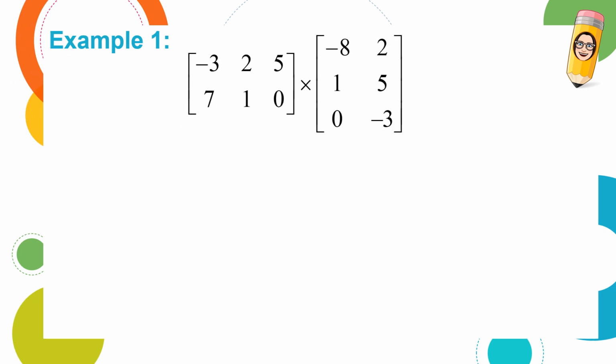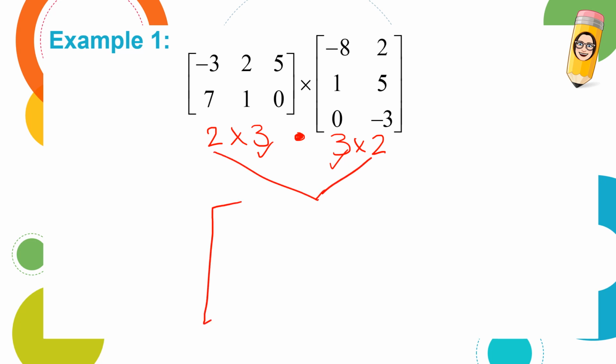So let's explore how this works with actual matrices. In example 1, I'm going to list the dimensions first. This is a 2 by 3, and we're trying to multiply it by a 3 by 2. Okay, so check columns and rows. The inner values are the same, so that's good. Our resulting matrix is the outer values. We should arrive at a 2 by 2 matrix.